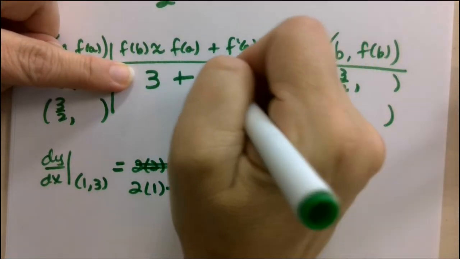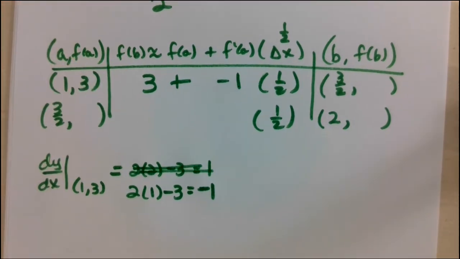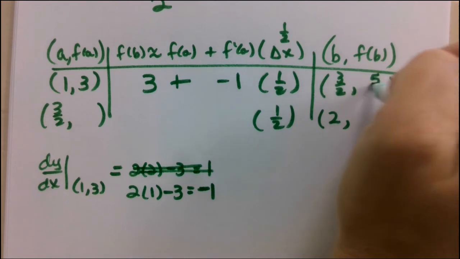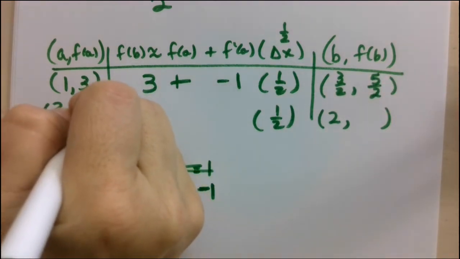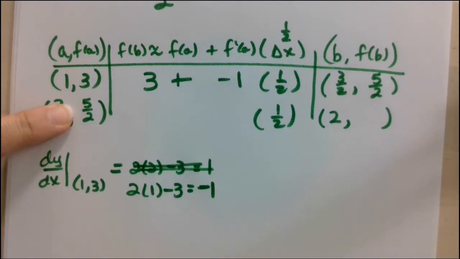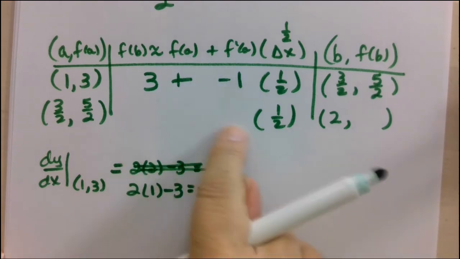So we have 3 plus a slope of -1 times 1/2. And that's going to give me 5/2. So now my new a, f of a is 3/2, 5/2. And so now we're going to go through the linear equation again.